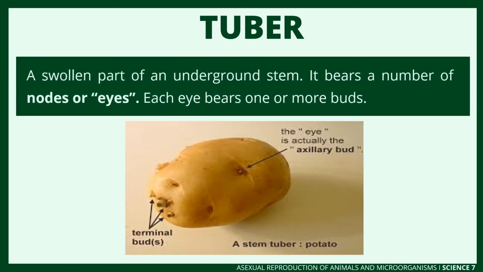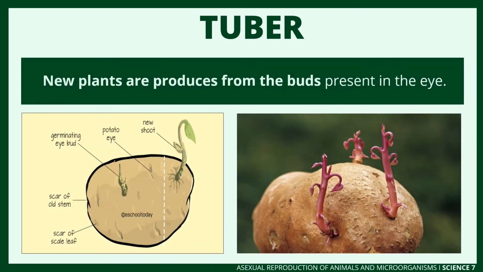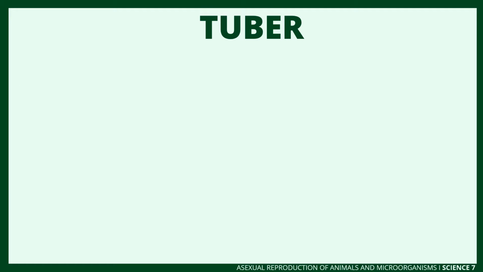First is the tuber. It is a fleshy underground storage structure composed of enlarged parts of the stem. It has nodes or eyes, which are the points on the stem where the buds, leaves, and branching twigs originate. Each node can give rise to a bud, which eventually becomes the new plant. The best example of a plant that reproduces through tuber is potato.